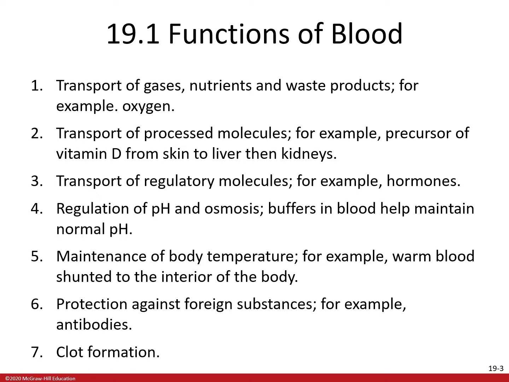The first is going to be for the transportation of gases, nutrients, and waste products. For example, I want you to think of the fact that blood is going to transport oxygen and carbon dioxide to or from the lungs. It is also going to transport ingested nutrients, ions, and water. This is going to be coming from the digestive system. And we are also going to be transporting other cell waste products to the kidneys to be filtered out.